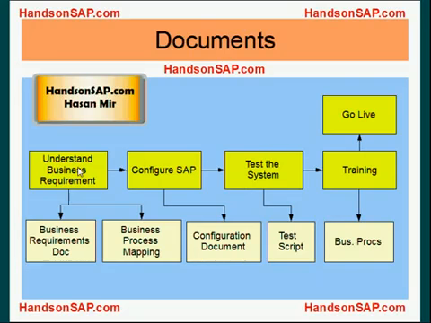From stage 1, understanding business requirements, 2 documents would come out: the business requirements document and the business process mapping document. From the configuration stage, the configuration document would come out. From the testing stage, you will create a test script, and in the training stage, you're going to create the business procedure document. So again, this is not a comprehensive list. Some methodologies could go very fancy and have like 10 times more steps, but this is a basic skeleton for any implementation methodology. It has to go through these. It may have more documents, but every methodology would have these basic documents.